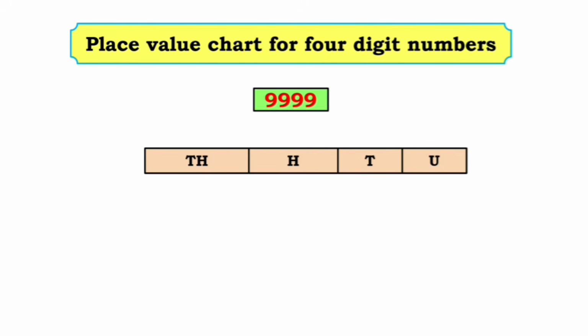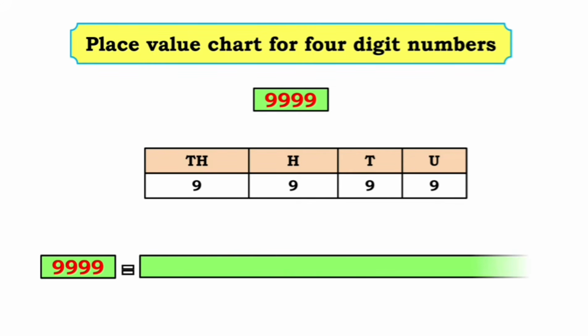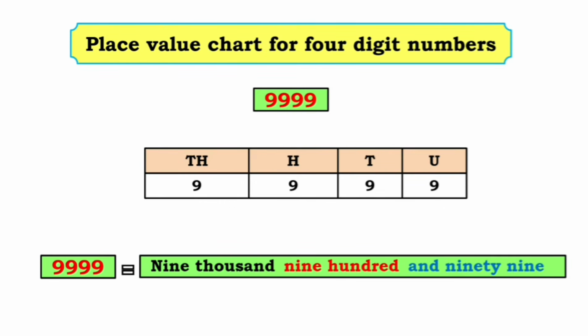Now let us take one more number, that is 9999. So we will write first 9 under the thousands place, second 9 under the hundreds place, third 9 under the tens place and fourth 9 under the units place. So number 9999 will be read as 9999.